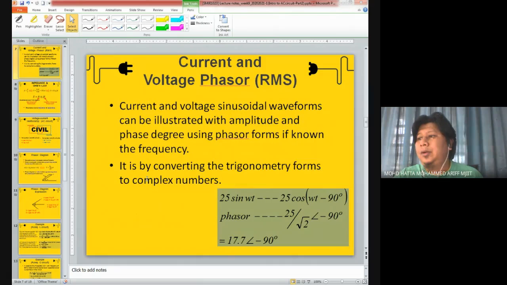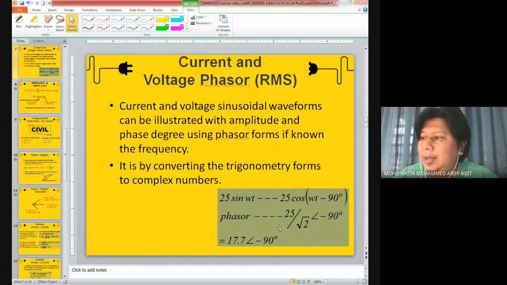If you look at what I've explained earlier, if you try to convert from peak value into RMS value, it means that you need to include the influence of the square root of 2. For instance, if you have a voltage of 25 sine omega t, this can also be translated into cosine, which is 25 cos(omega t minus 90).